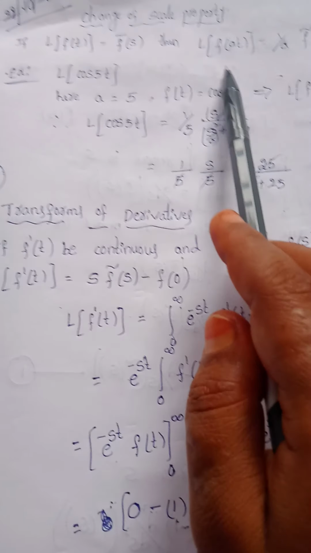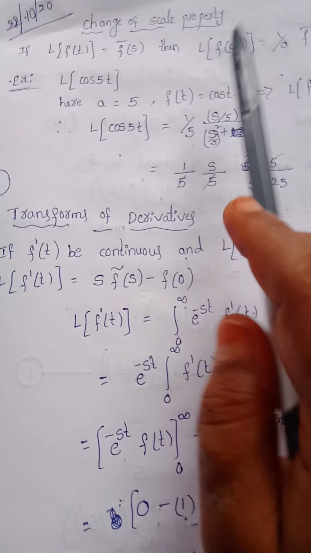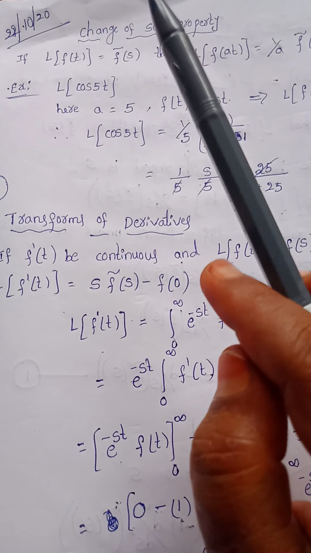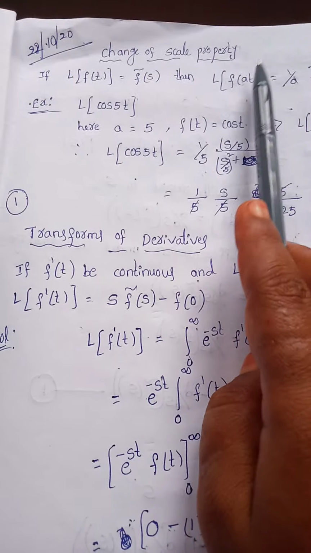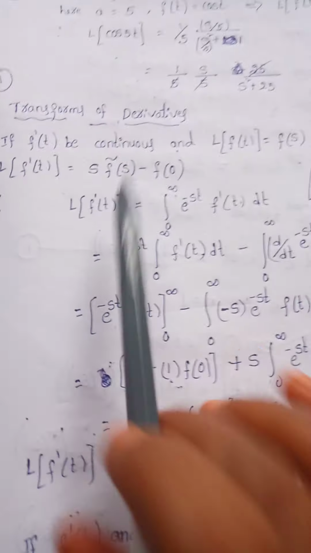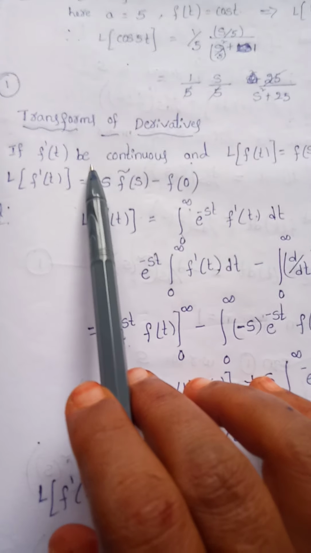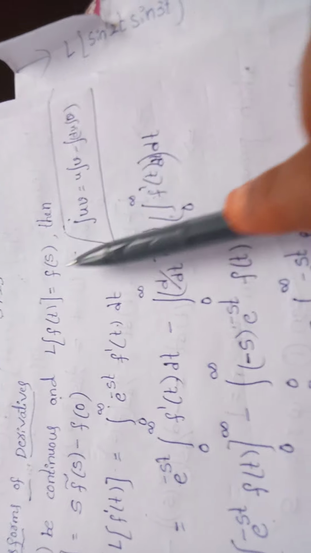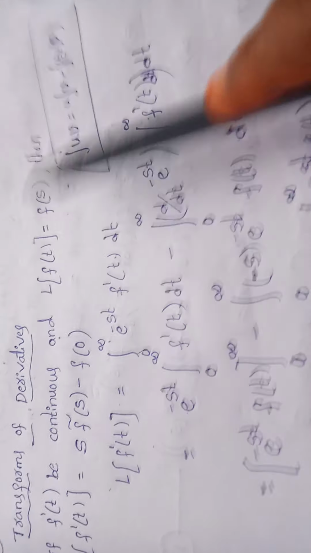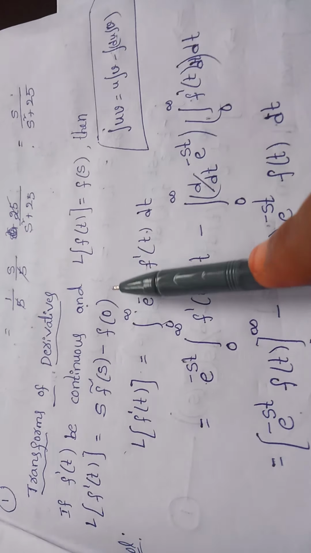Right, there are three properties of Laplace transform. One is the first shifting property, another one is linear property, another one is change of scale property. So next one, transforms of derivatives. If f dash t is continuous and L of F of t is F bar S, then L of F dash t, that means the Laplace transform of the derivative function, is S into F bar S minus F of 0.